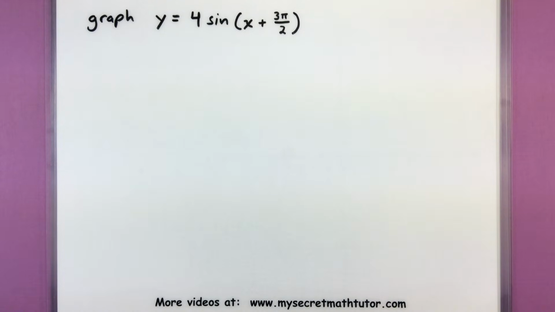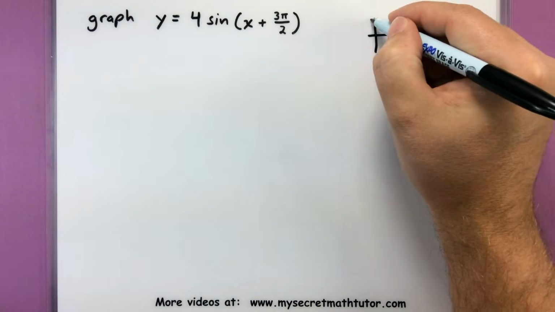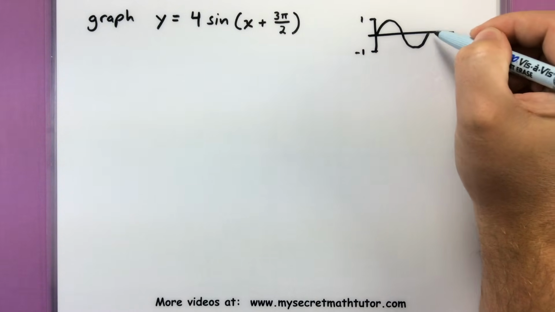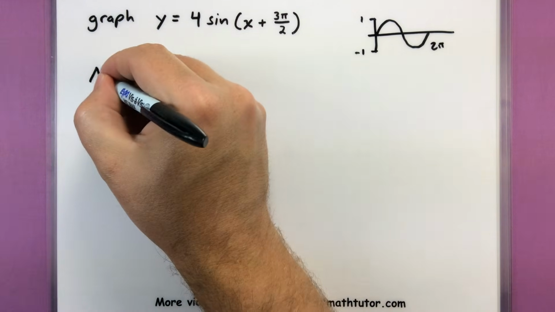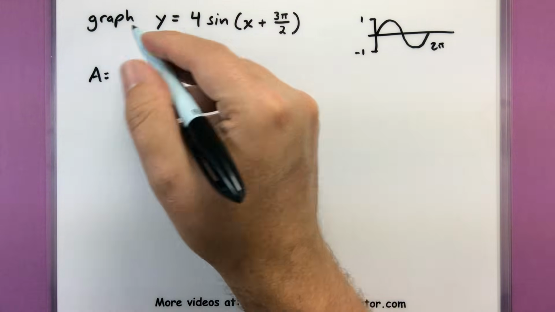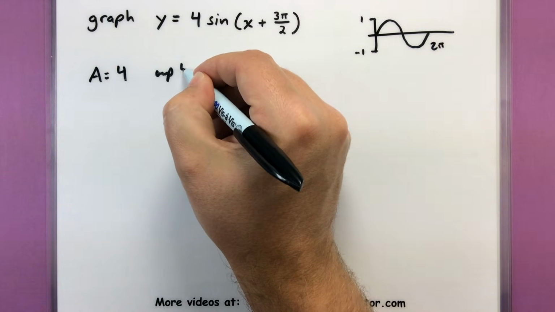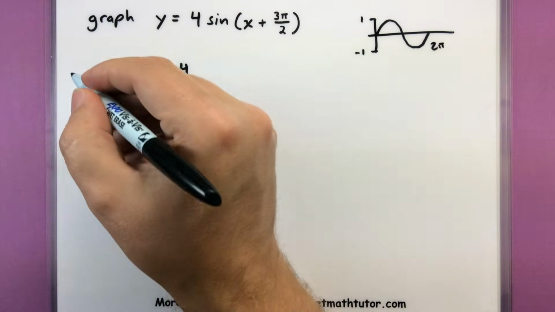Moving on, y equals 4 sine of x plus 3 pi over 2. Basic graph. 1, -1, 1 period, and 2 pi. Okay, we're going to keep that in the back of our mind. Moving on, amplitude. Looks like our amplitude is just going to be 4. And we're not worrying about flipping anything over since it is nice and positive.